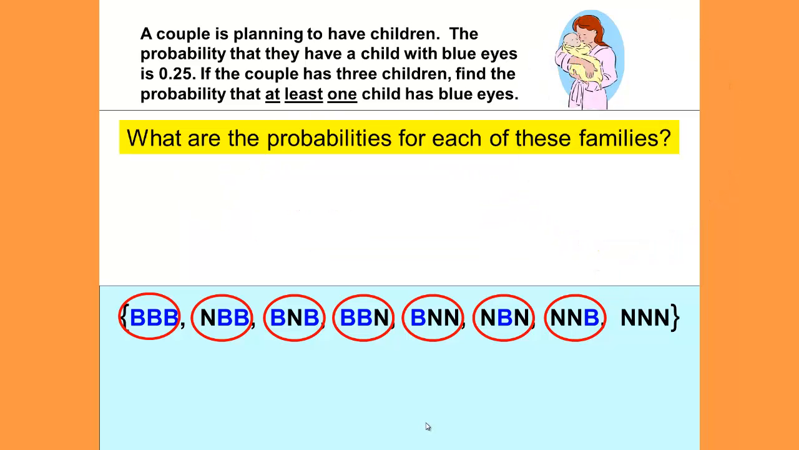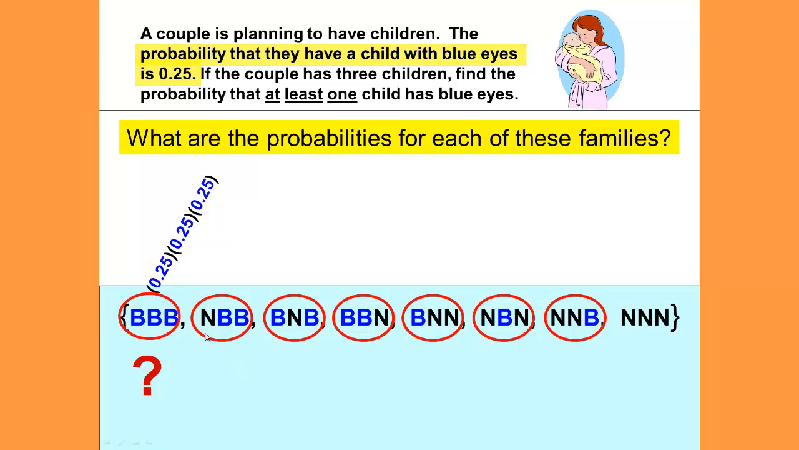Well, what is the probability for each of these families? And we can calculate that. What's the probability that you get 3 blue-eyed children? Well, that would be 0.25 times 0.25 times 0.25, because the probability of being blue-eyed is 0.25.